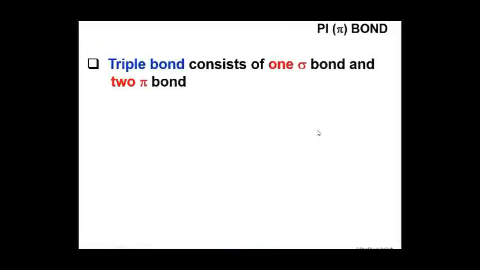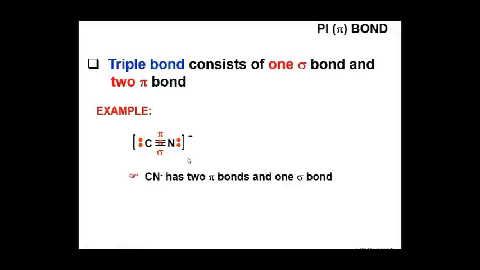A triple bond consists of one sigma bond and two pi bonds. For example, we have the cyanide ion. Cyanide ion has two pi bonds and one sigma bond.